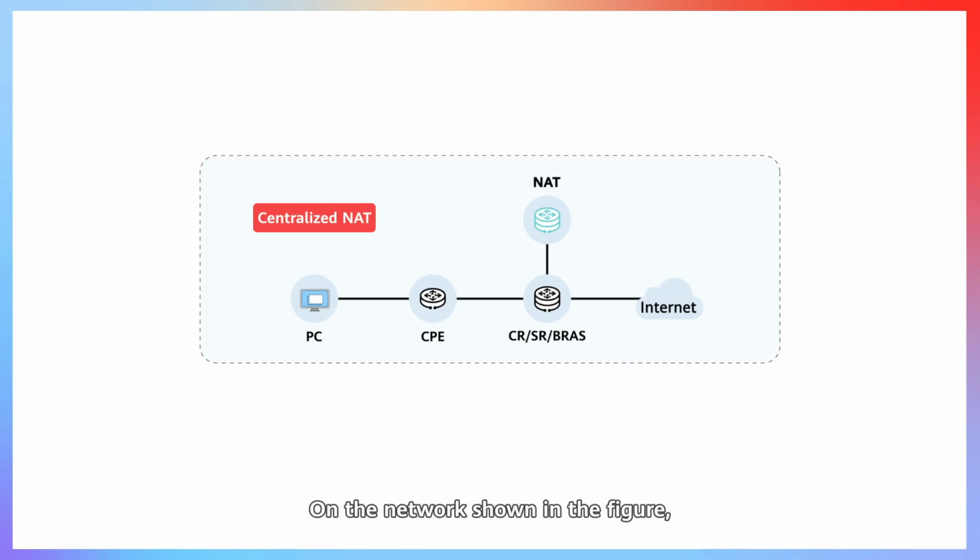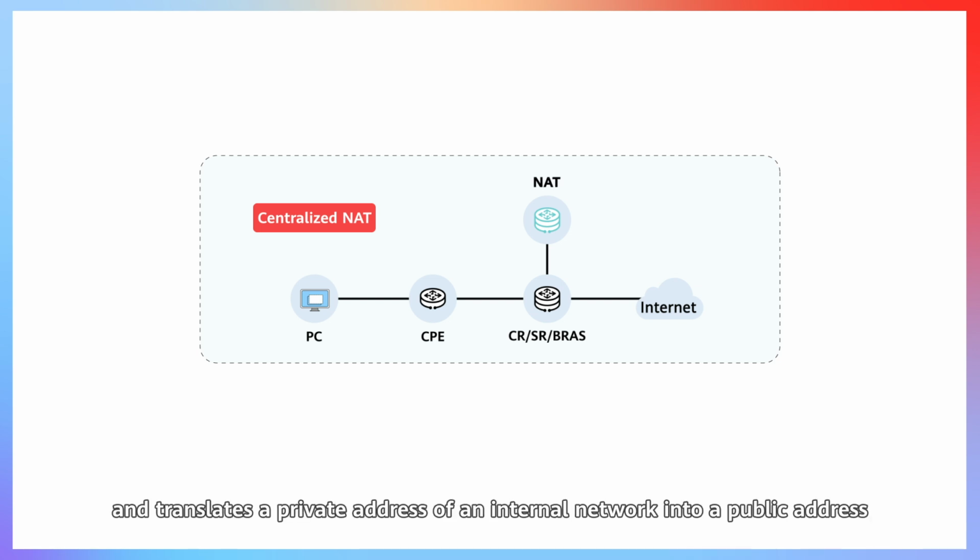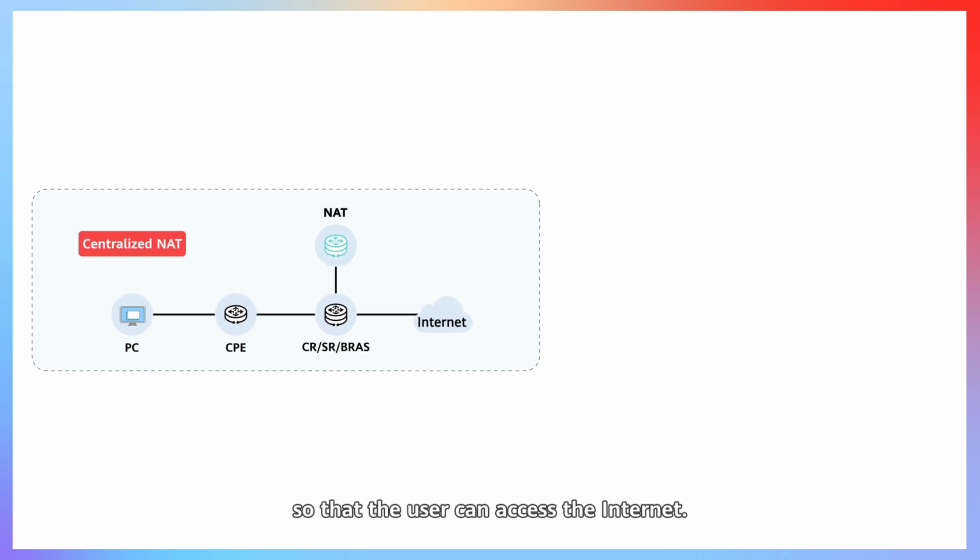On the network shown in the figure, a user accesses a CR, SR, or BRAS network device through a CPE. A NAT device is attached to the network device and translates a private address of an internal network into a public address so that the user can access the internet.